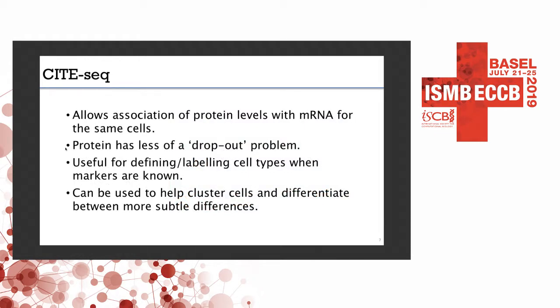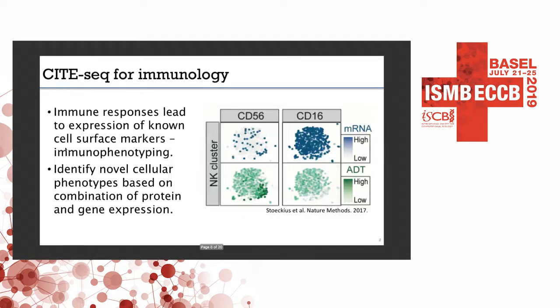So the benefit of this, though, is that it allows association of the protein levels with mRNA for the same cells. And the protein has less of a dropout problem. So if you have marker genes that you know for specific cell types, but it's not a super highly expressed gene, and so it'll have some dropout in the mRNA, then for protein it might not, and it might help you to be able to classify those cells a little bit better. And so again, it can help with those subtle differences in classifying cells.